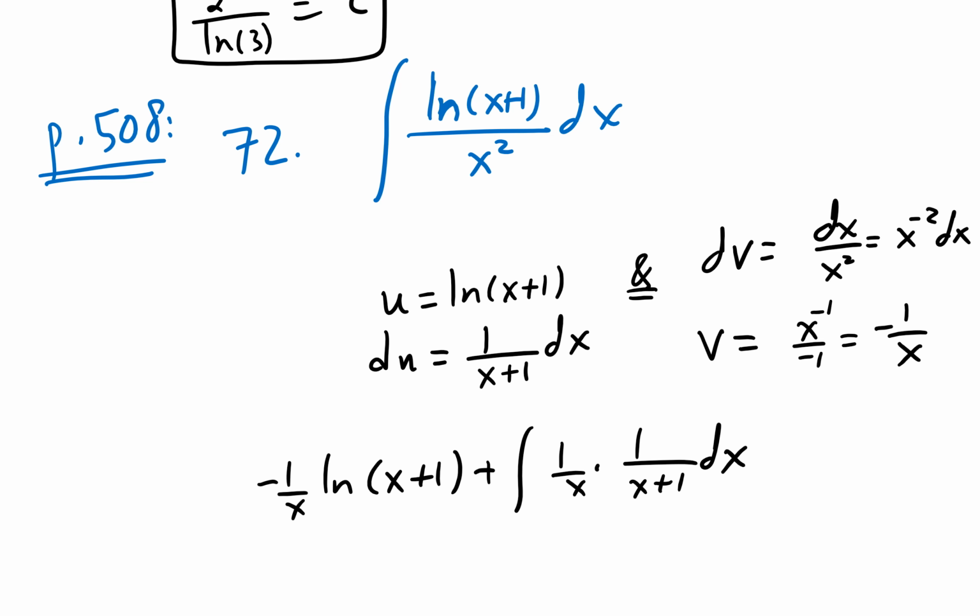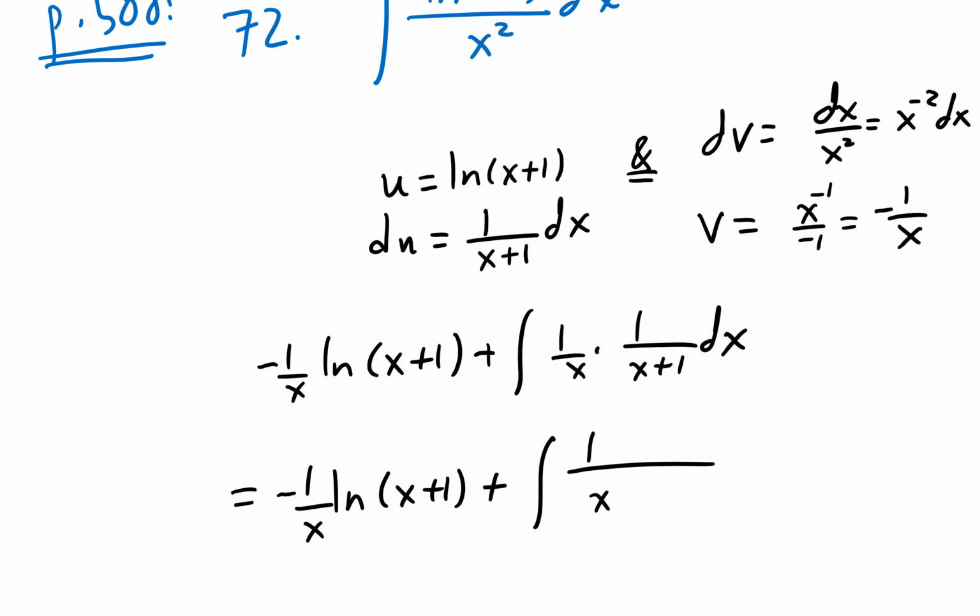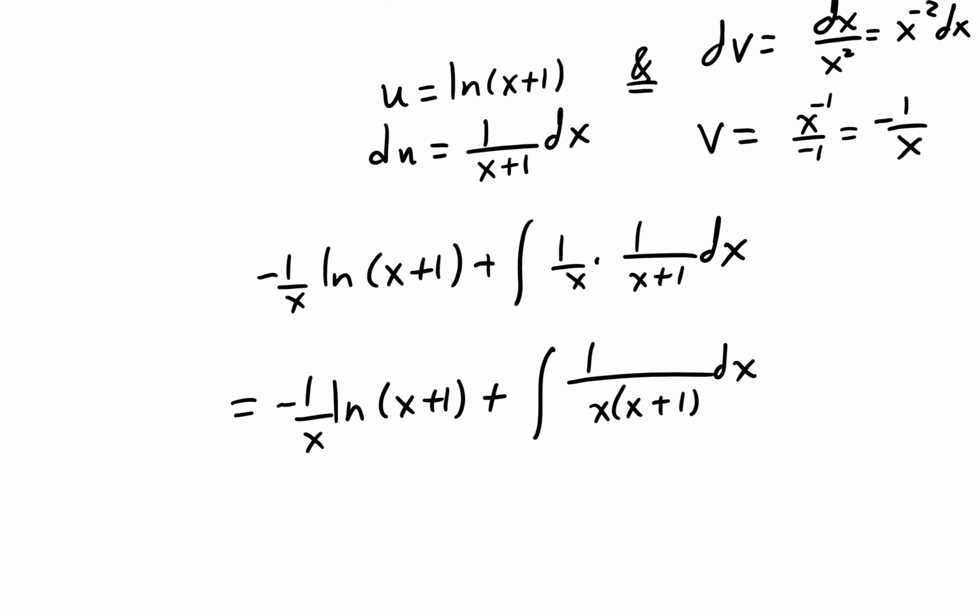And then what we need to do here, for the second integral, is partial fraction decomposition. The good thing about this is it is very simple to work with. 1 over x times (x plus 1) is A over x plus B over x plus 1.